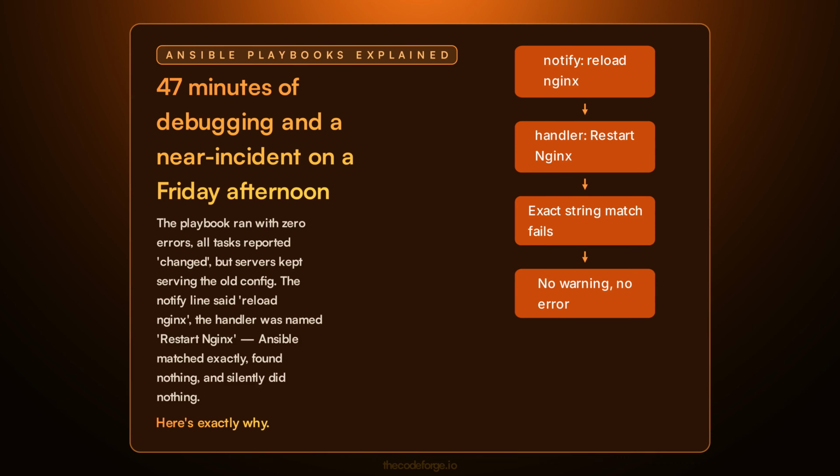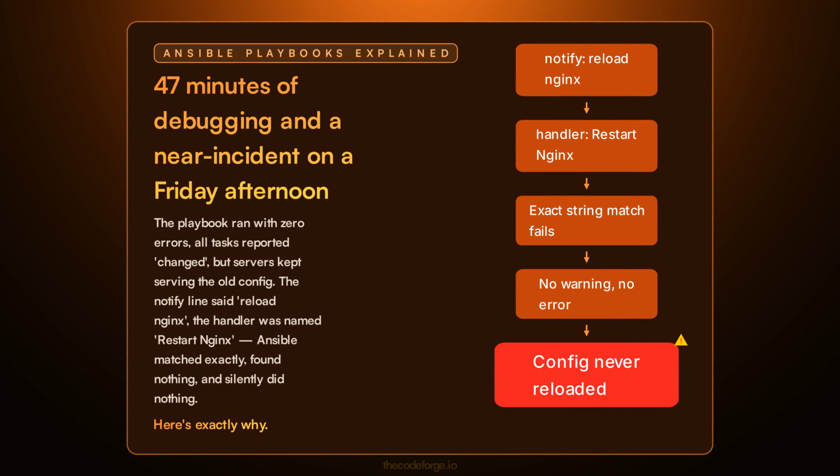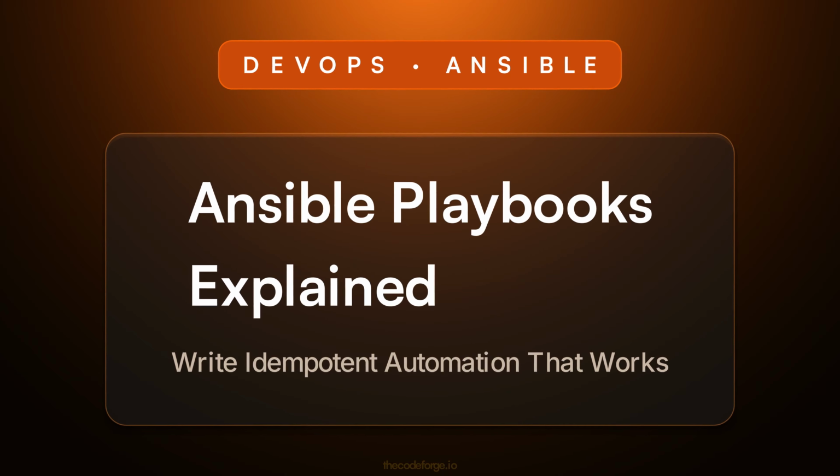47 minutes of debugging, and a near incident on a Friday afternoon, all because of a single character mismatch. The playbook ran perfectly, every task reported changed, but the servers never reloaded their config. Let's break down Ansible Playbooks Explained, how it works, and the exact mistake behind that failure.